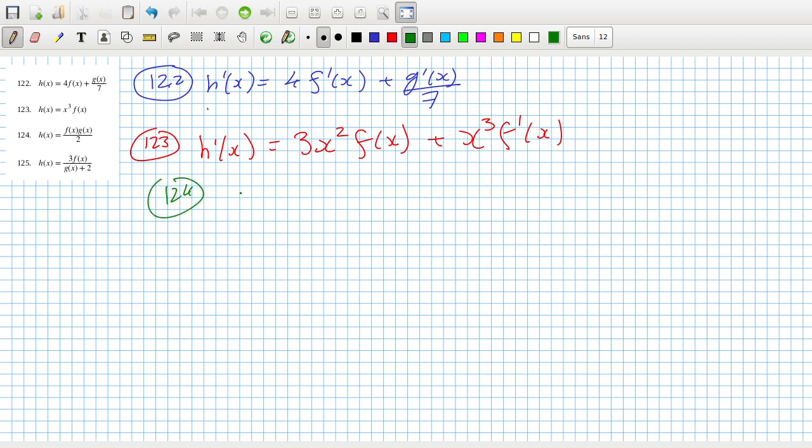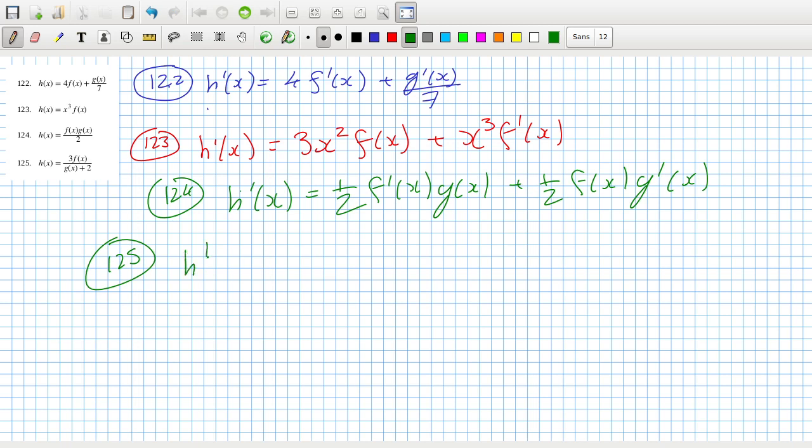124, it is the product rule again. h'(x) is a half f'(x) g(x) plus a half f(x) g'(x). And then 125 is the quotient rule.